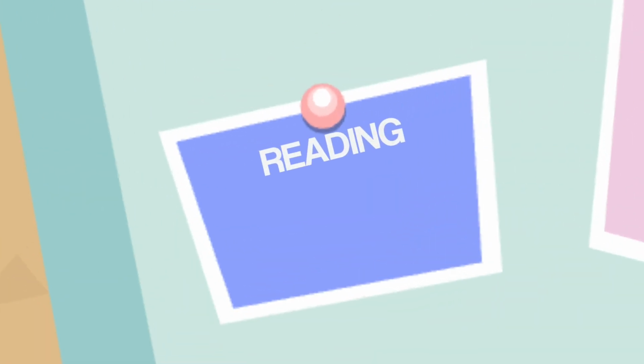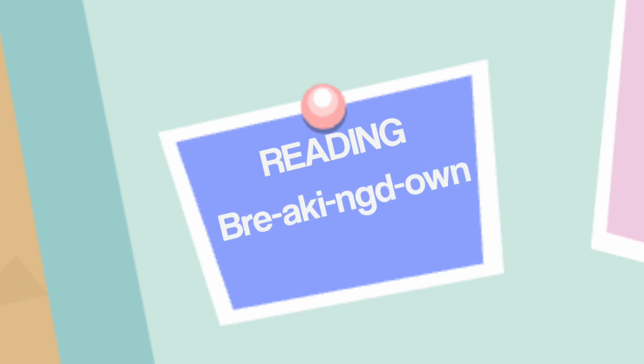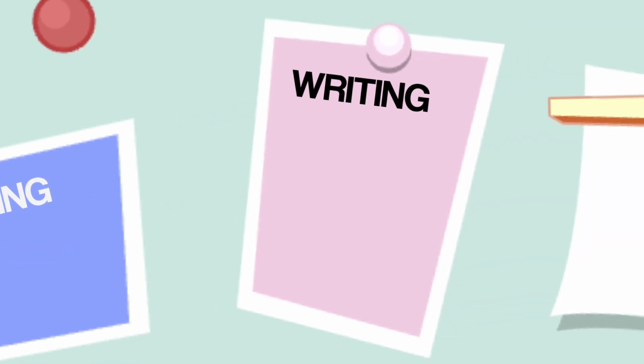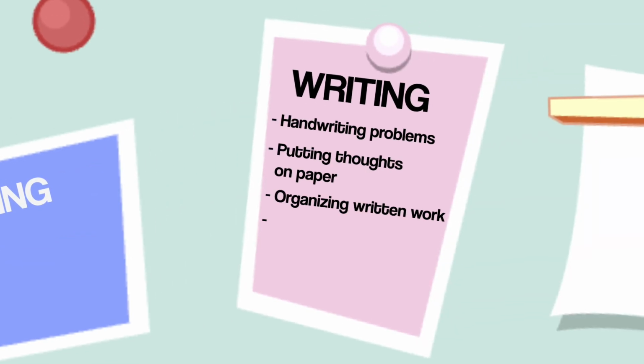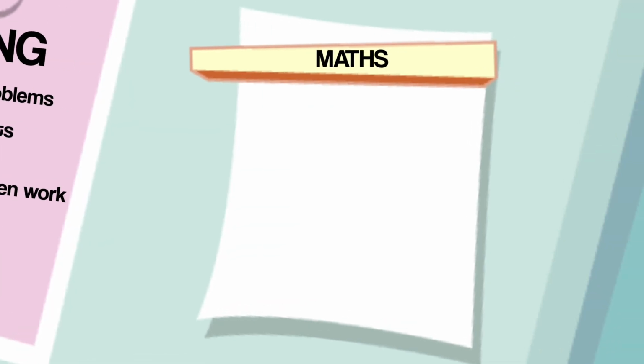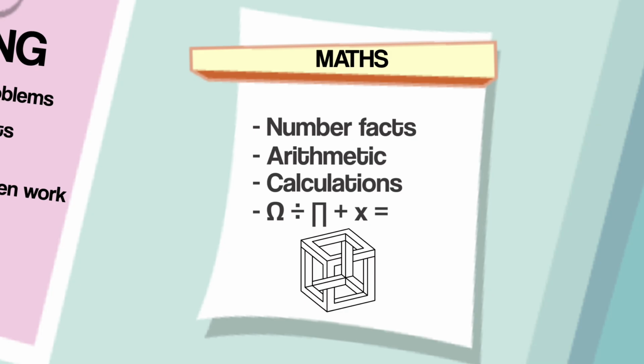For example, in reading, a student with an LD may experience problems recognizing words and breaking them down into their individual sounds, reading fluently, or understanding what is read. In writing, a student with an LD may experience problems with handwriting, putting thoughts on paper, organizing written work, or with spelling and grammar. In math, a student with an LD may experience problems in learning number facts, doing arithmetic and calculation, using symbols in math, and in understanding visual spatial relationships.